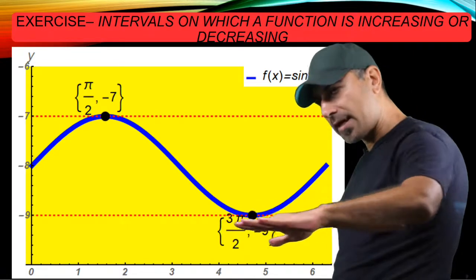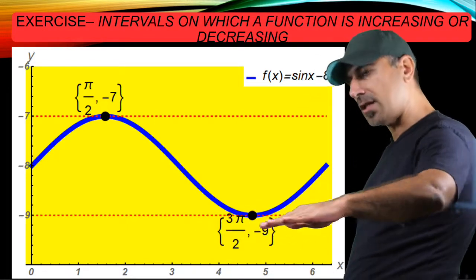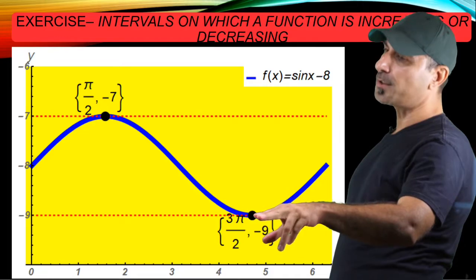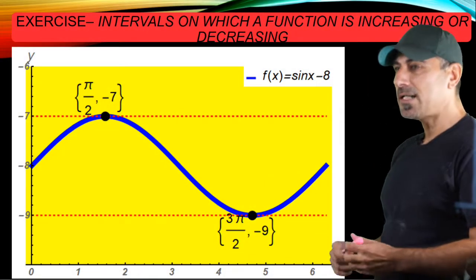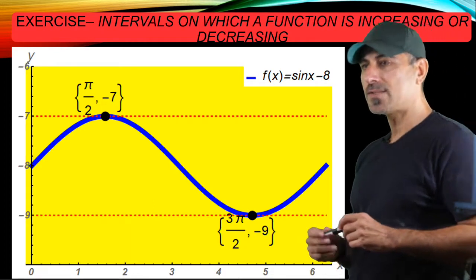And at that point, f prime is 0. We have a horizontal tangent line. And then after that, the function starts increasing all the way. Our table is verified by this graph, and that makes the end of the video.